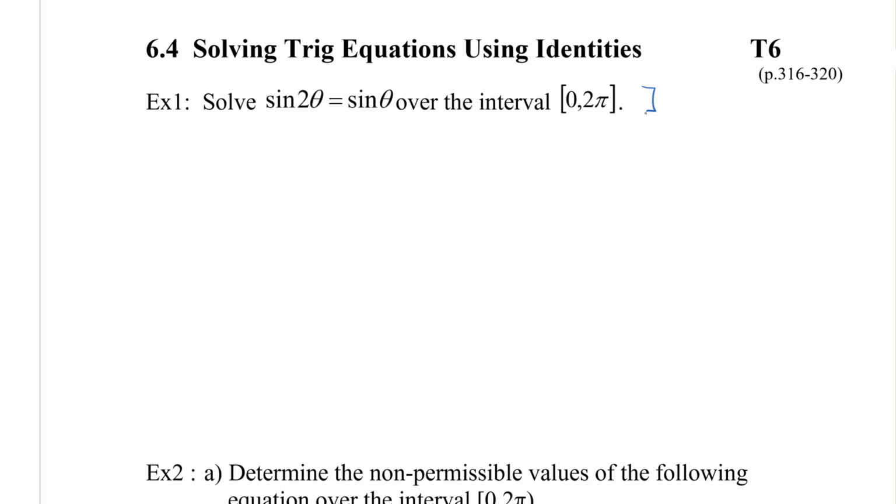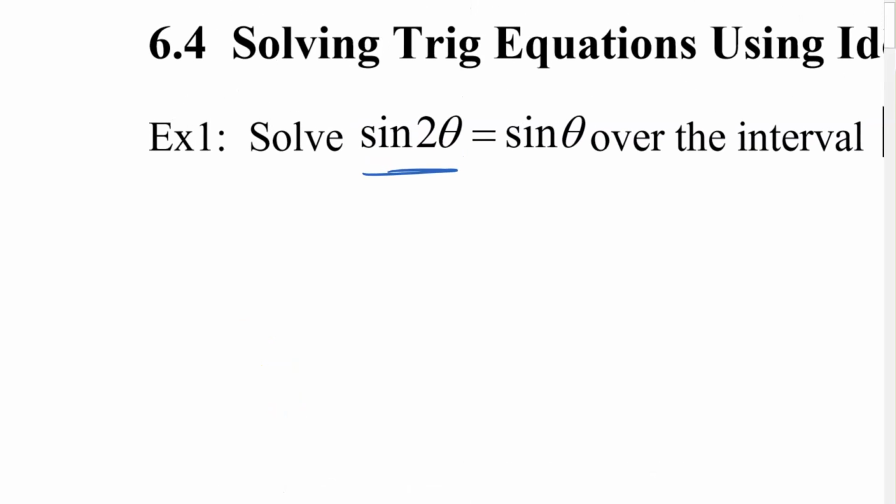All right, so I guess the first thing is we look up that sine 2 theta in the formula sheet, and we would get 2 times the sine of theta times the cos of theta. And that's going to be equal to the sine of theta.